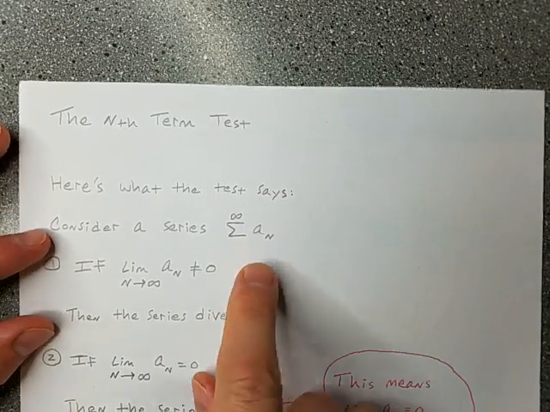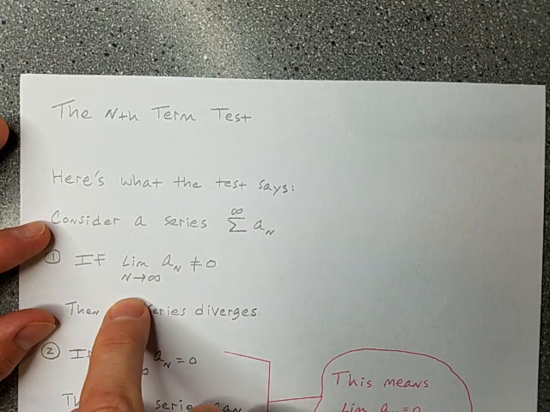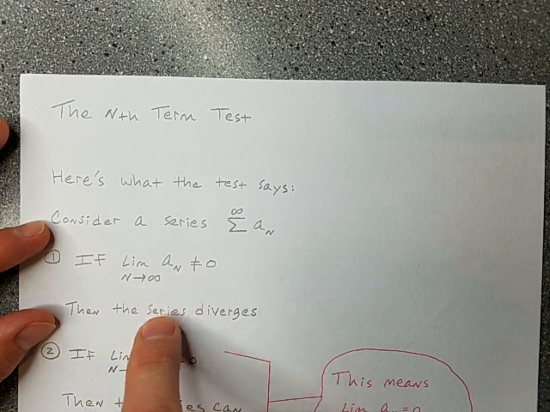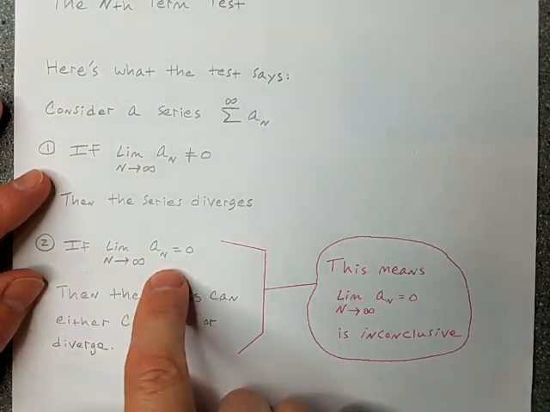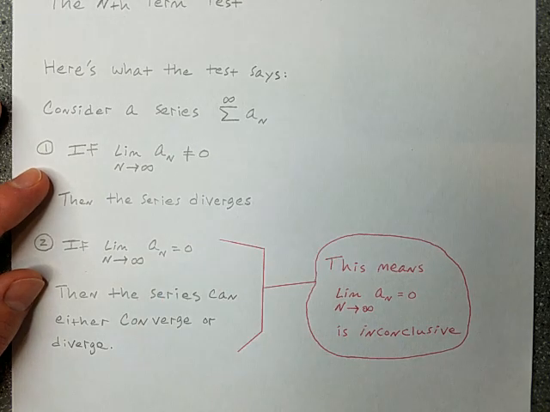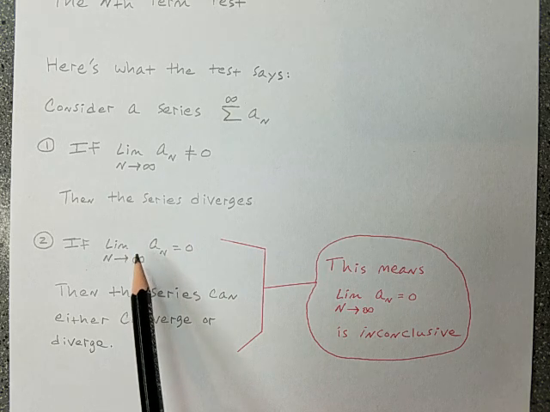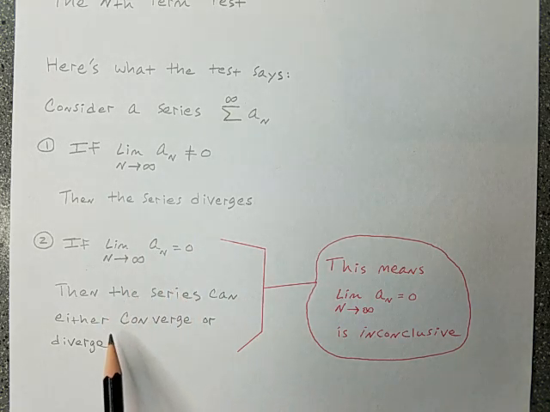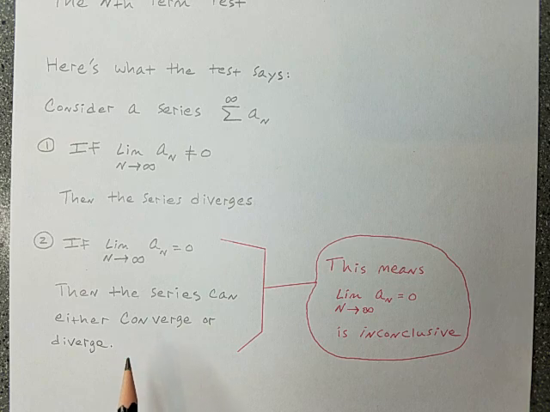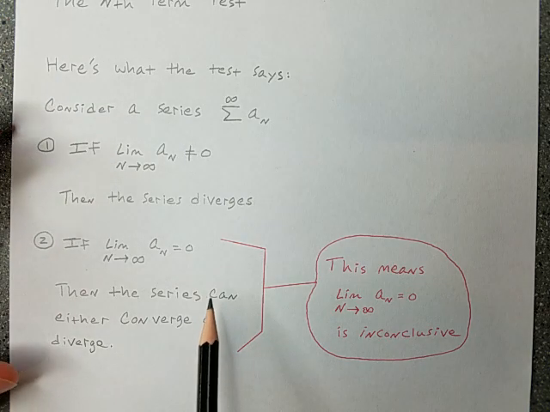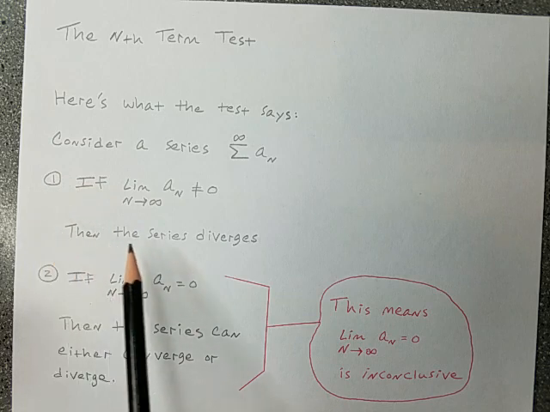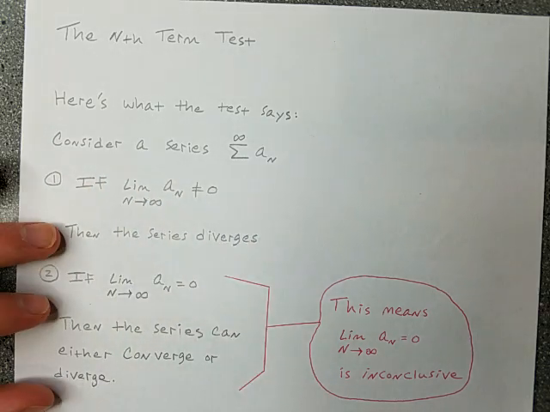So you take that formula. If the limit at infinity is not 0, the series diverges. What if the limit at infinity is 0? It's inconclusive. If this is what you get, then the series can either converge or diverge. So those are the two cases. This is the only one that tells us anything.